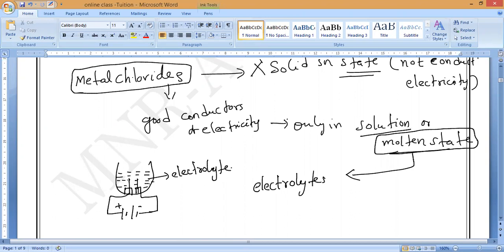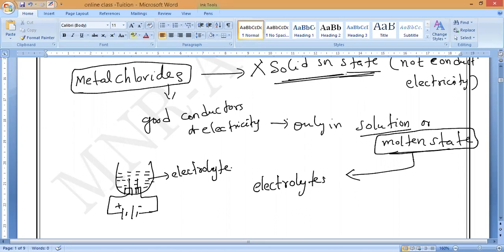Any doubt in this, Karthikeyan? Yes, tell me. Sir, the product that comes, will it be solid or solution? It will be salts only, but they are dissolved. Usually they will come in a solid state.